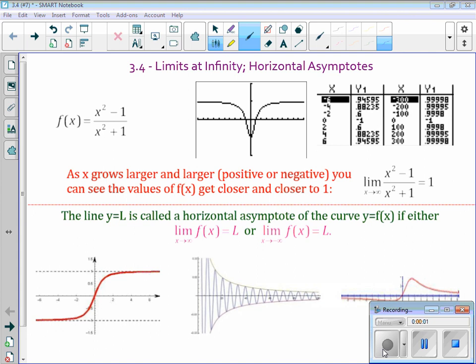Okay, we're talking about horizontal asymptotes, and you want to pay attention to what I say here right at the beginning because people get this confused and they don't understand asymptotes fully, which is understandable.